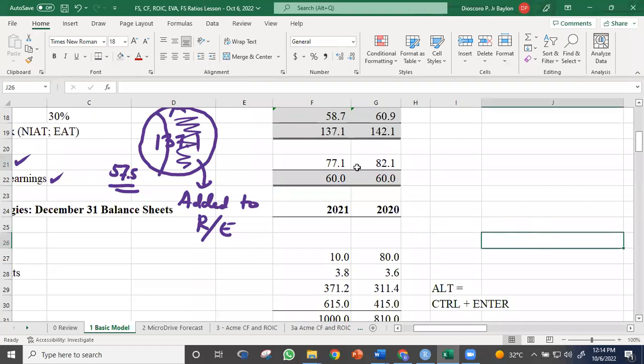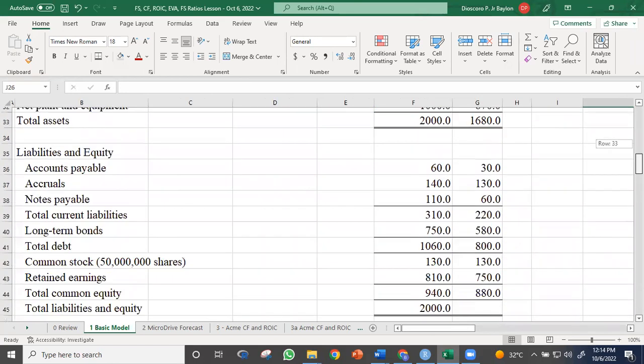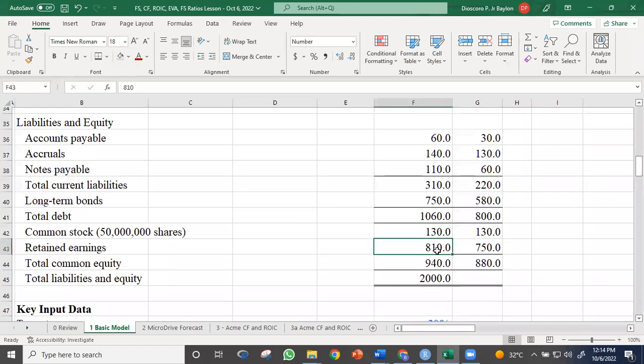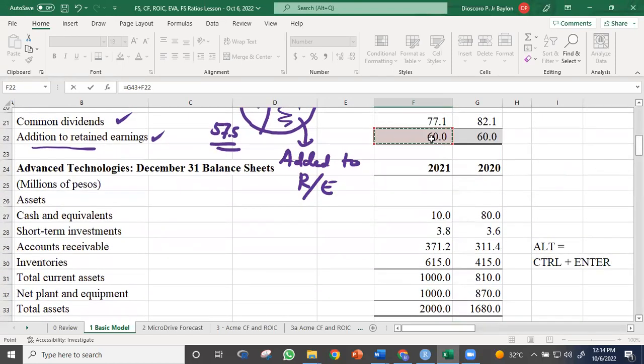Okay, I think I made a mistake here. So 77.1, ang addition to retained earnings natin 60. Therefore, we can now use this formula. The retained earnings for 2021 will be the previous plus the addition to retained earnings there.